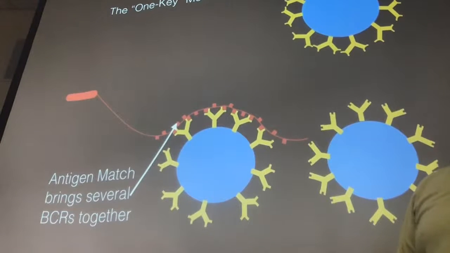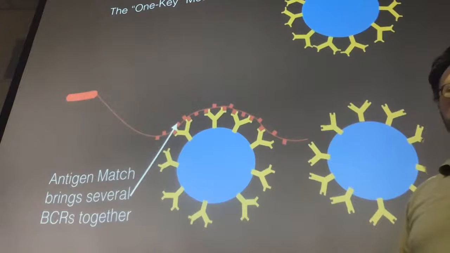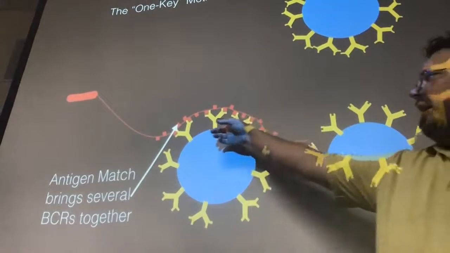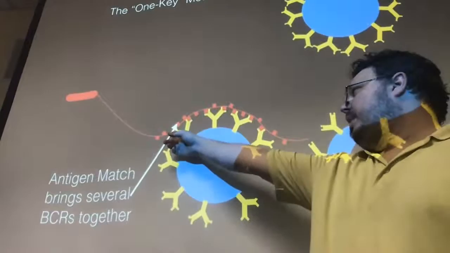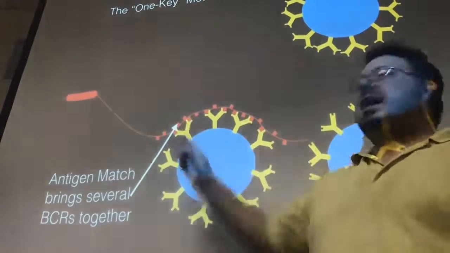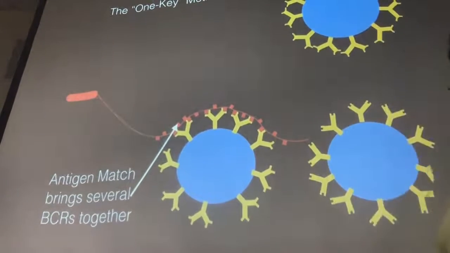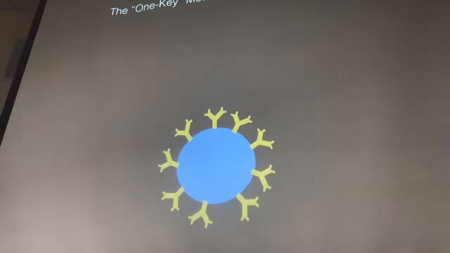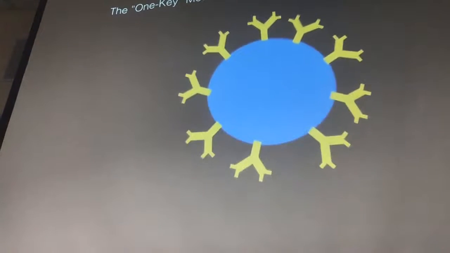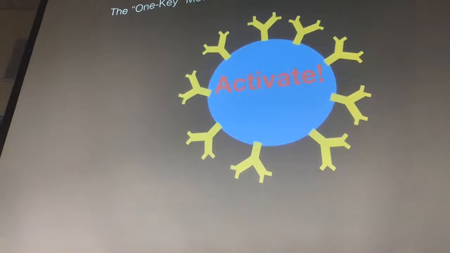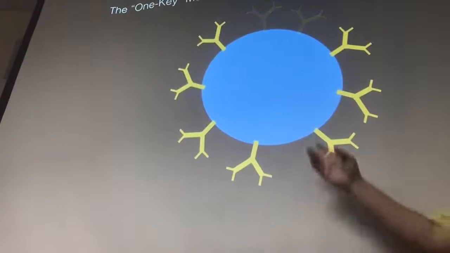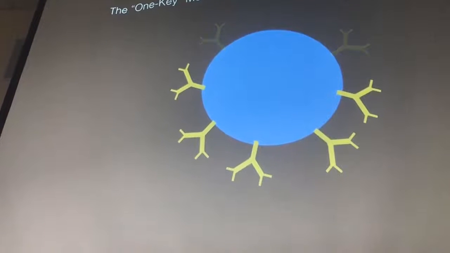Everyone with me thus far? Kind of? No? All right. This is a specific type of activation. When you have many receptors activated at the same time and brought close together, that will cause this cell to activate. And what does it do when it activates? Well, it's going to internalize its B cell receptors.